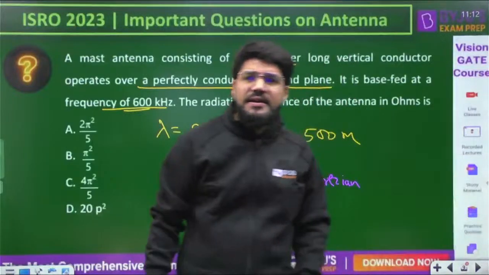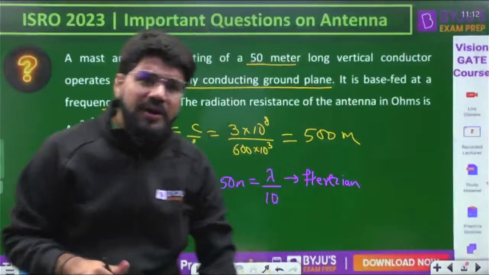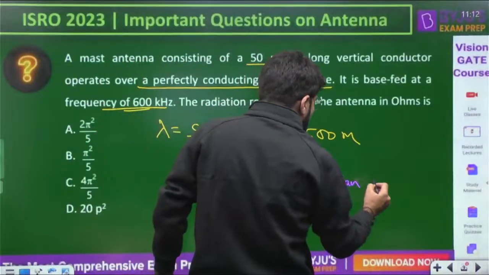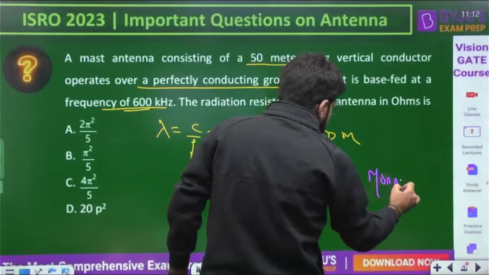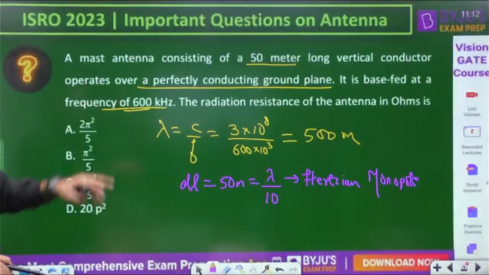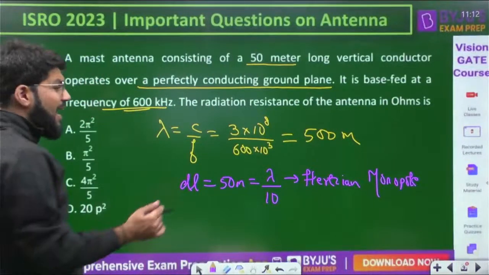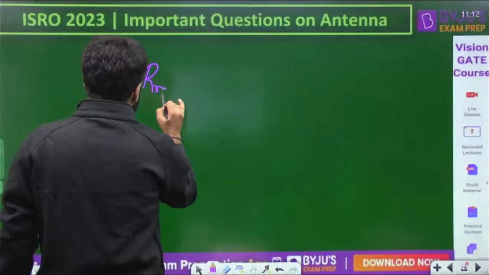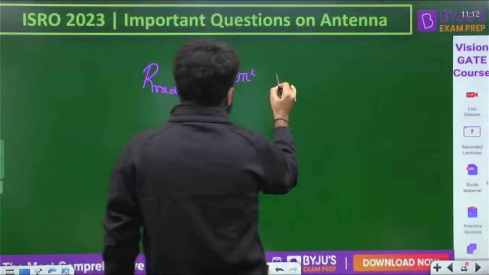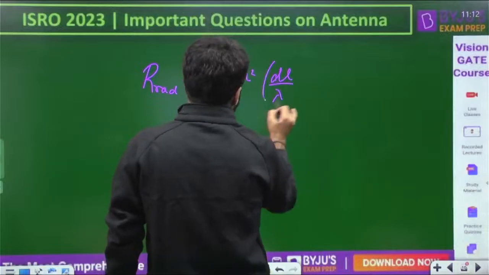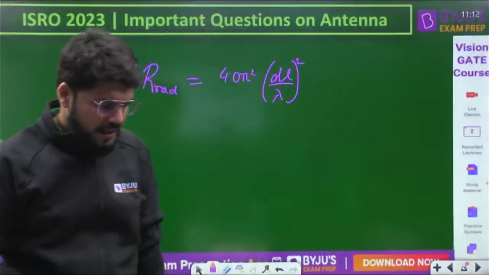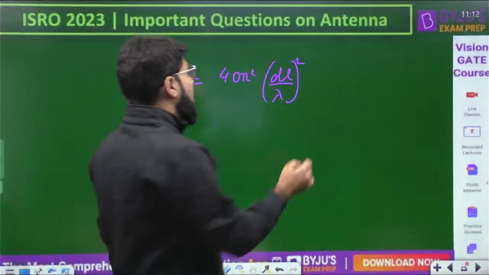Those who have studied antenna with full derivations must know this point. But right now, what is the conclusion? We can call it the case of a Hertzian monopole because it is a single pole operating above a conducting ground plane. And what is the radiation resistance in that case? It is half of that of a dipole: 40 pi square (dl by lambda) whole square. Half of dipole always.